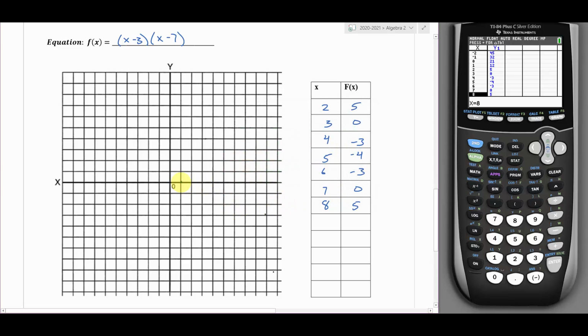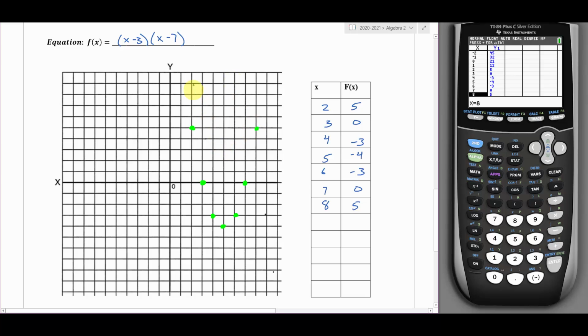The first one's at 2, 5, so I'm going to go right 2, up 5, 1, 2, 3, 4, 5, plot a point, then 3, 0, 1, 2, 3, then 4, negative 3, 1, 2, 3, 4, down 3, 1, 2, 3, then 5, negative 4, so 1, 2, 3, 4, 5, 1, 2, 3, 4, and you would repeat this for each of the points that you have in your table to finish getting that graphed.